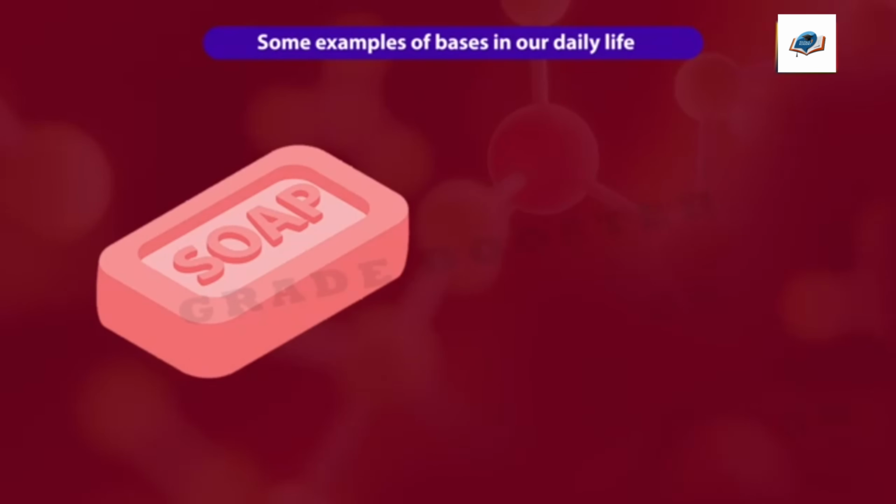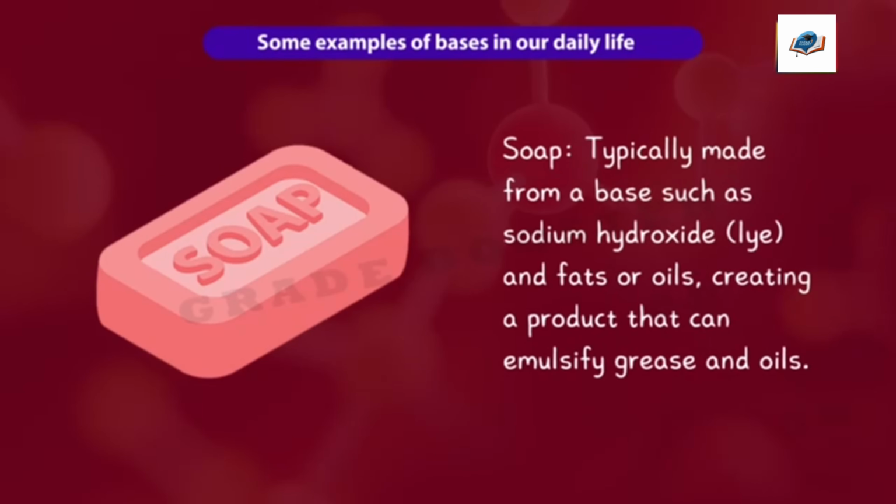Soap. Soap is mostly made from a base such as sodium hydroxide, lye, and fats or oils. It creates a product that can emulsify grease and oils. So soap is basically made from a base, that is sodium hydroxide.